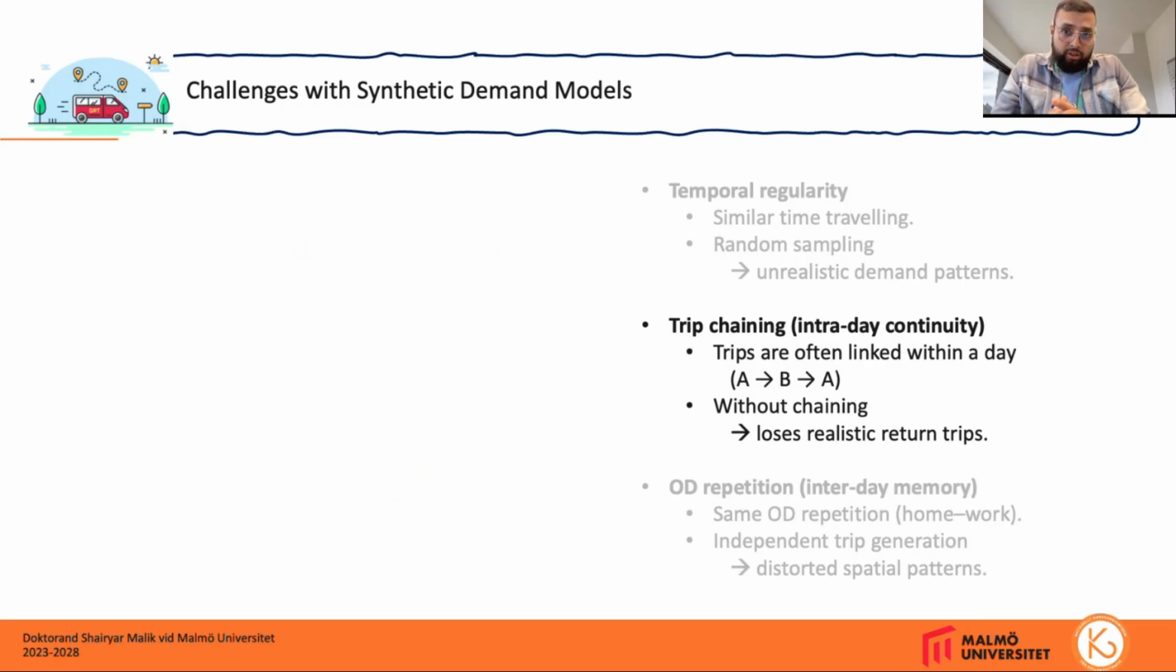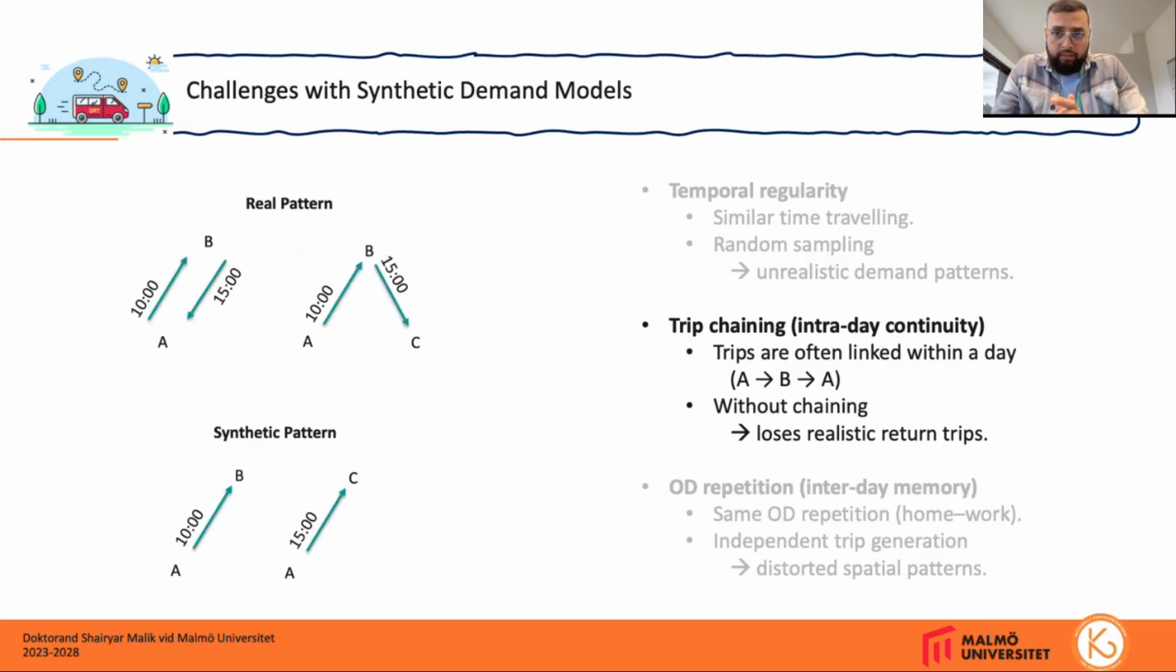The second challenge that we have identified is trip chaining, or intraday continuity. It's a concept like in real life, people often make linked trips in a single day. For example, they go from home to work in the morning and return back home in the afternoon, maybe A to B to A. But if we treat these trips as independent journeys, that link is broken.